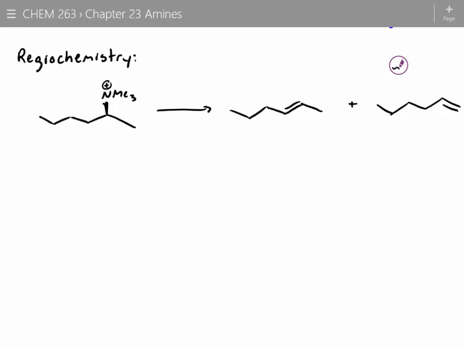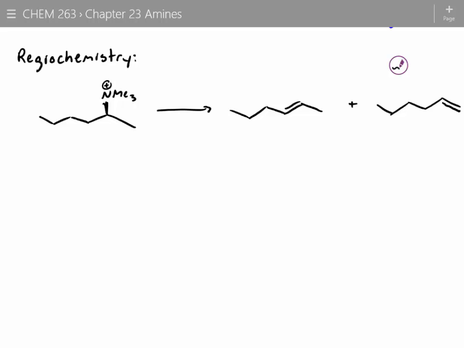Depends on your base, wouldn't it? Let me draw this a little bit more clearly. Raise your hand if you think the left alkene. Raise your hand if you think the right alkene. Raise your hand if you remember what Hoffman product means. Which one's our Hoffman product? The one on the right.